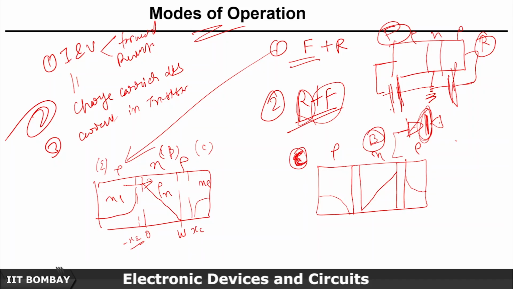No, this is your emitter, this is your base, and this is your collector. So this has been reverse biased, that's why you see the profile like this. This junction is forward biased, reverse biased. So it's just an inverted version of this one.